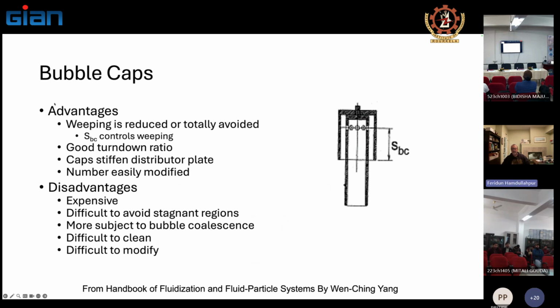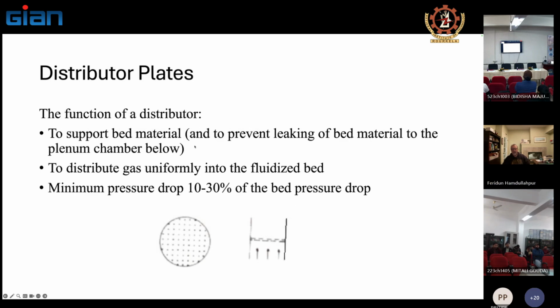The other one is this distributor plate, called the perforated plate. Basically, if you're using particles, as I said, of 200 micron, your hole size will have to be smaller than 200 micron. And the smaller the hole size, the larger the pressure drop. So you need to optimize the hole size. And of course, if it's too large, you will lose the good mixing characteristics.